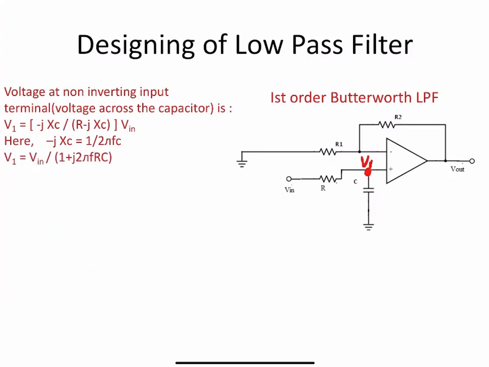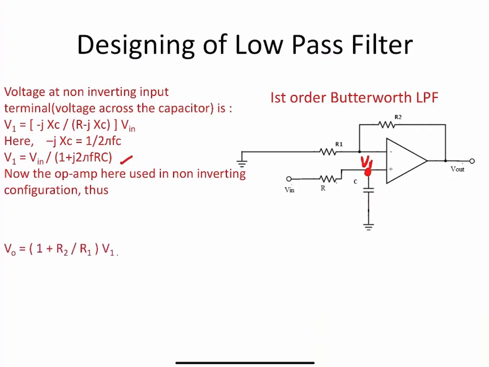Now by putting this value, V1 will be Vin over 1 plus j2πfRC. Then the op-amp is used in non-inverting configuration here. Therefore, the output voltage, as we already discussed for the operational amplifier used in non-inverting configuration, V0 was 1 plus RF over R1 into V1. V1 is the input voltage appearing at the non-inverting terminal. Here the feedback resistor is R2 and the series resistor is R1. It means V0 will be 1 plus R2 over R1 into V1.